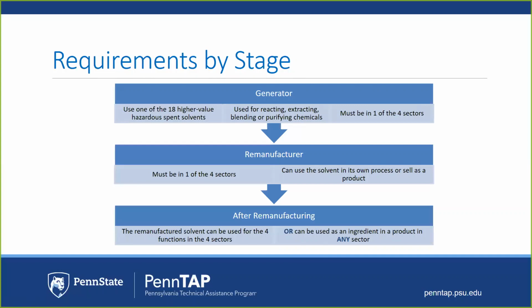Next, the remanufacturer must be in one of the 4 sectors and can use the solvent in its own process or sell it as a product. Finally, after remanufacturing, the remanufactured solvent can be used for the 4 functions in the 4 sectors, or can be used as an ingredient in production in any sector.